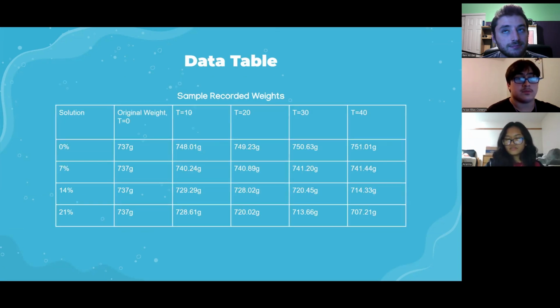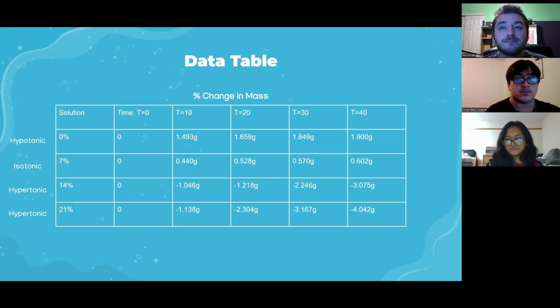Here is some of the data of the sample recorded weights of the egg experiment. Here's the data of the egg's percent change in mass after being in the solution. We believe the solution with 0% is hypotonic, the solution with 7% is isotonic, and the solutions with 14% and 21% are hypertonic.